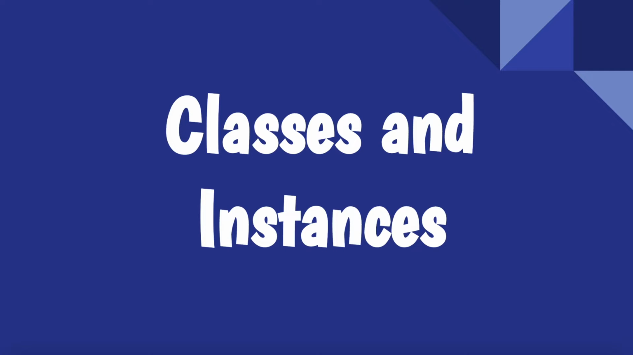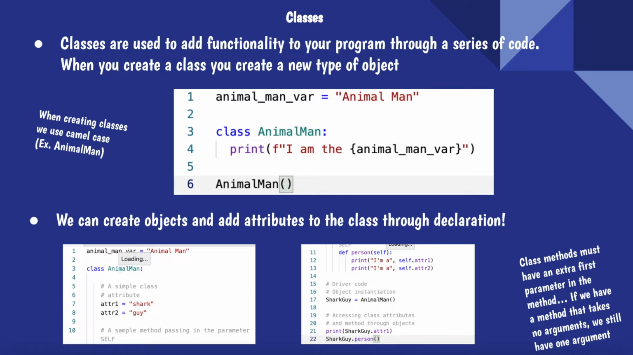So classes and instances. Classes are used to add functionality to your programming through a series of code. As you can see here, we have a variable called Animal Man, and I've created a class, Animal Man, printing I am the Animal Man. Don't ask why I used Animal Man, I just did. You can see that a class is being called by the class keyword. When creating classes, we use CamelCase. CamelCase is the correct jargon for the kind of formatting of words that we use. For example, I included Animal Man, capital A, capital M.